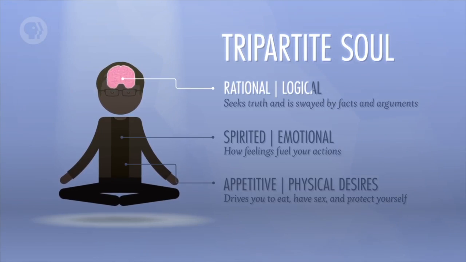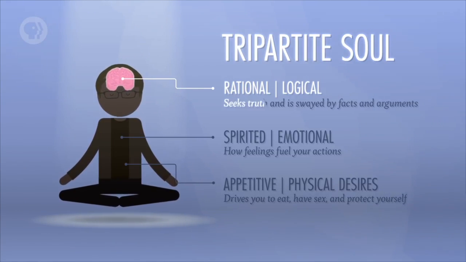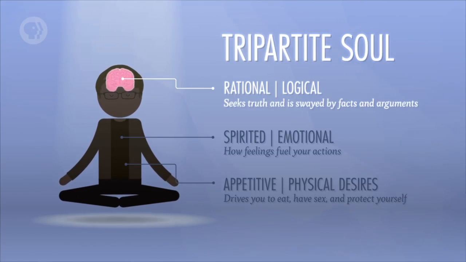First, there's the rational or logical part of the soul, which represents cool reason. This is the aspect of yourself that seeks the truth and is swayed by facts and arguments. When you decide to stop eating bacon for two meals a day because, as delicious as it is, it's bad for you, then you make that decision with the guidance of the rational part of your soul.